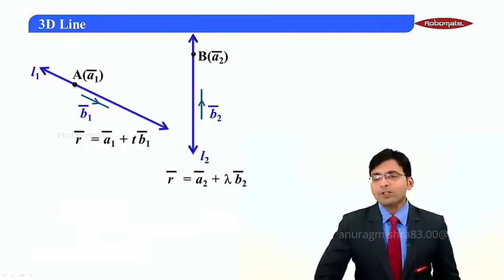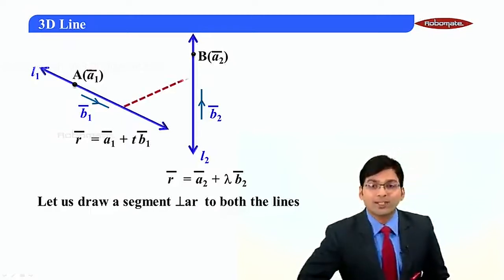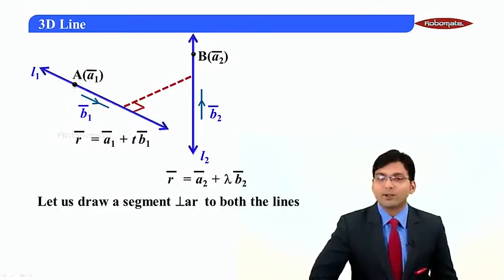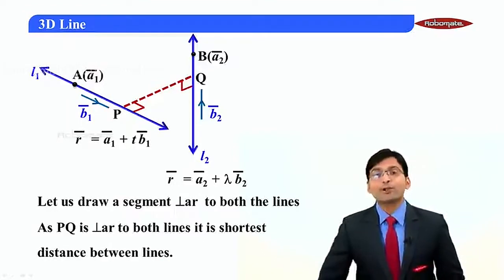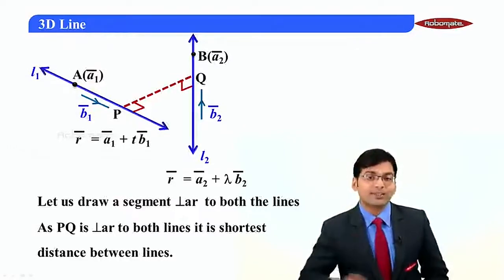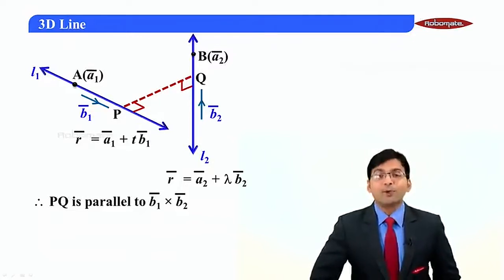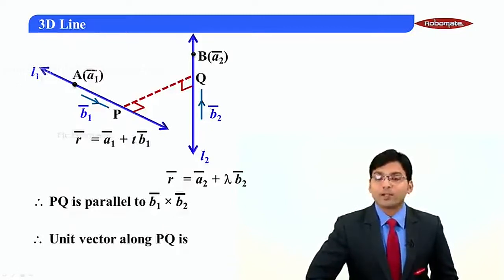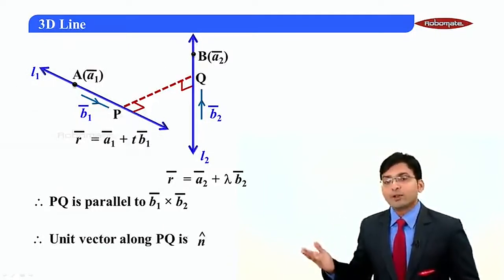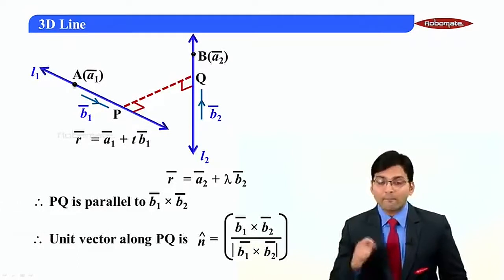Alright. Now when we try to find the shortest distance, let us draw a segment perpendicular to both the lines. So here is the segment perpendicular to both the lines. Let us call this segment PQ. Okay students, as PQ is perpendicular to both the lines, it is the shortest distance, right? Now when we try to find the shortest distance, we say PQ is parallel to B1 bar cross B2 bar. So PQ is parallel to B1 cross B2. The unit vector along PQ will be n cap equal to B1 bar cross B2 bar divided by magnitude of B1 cross B2.